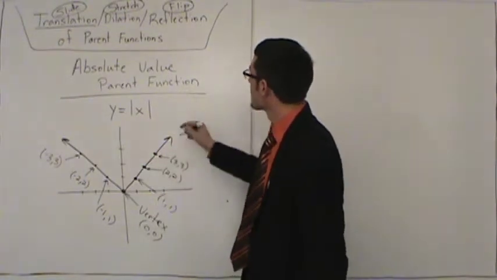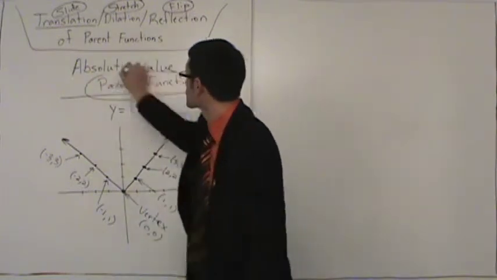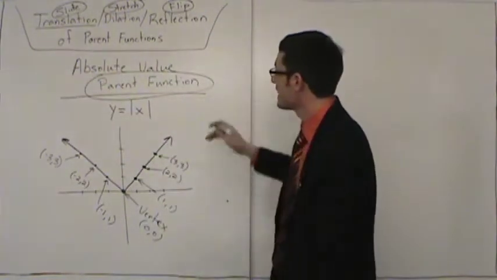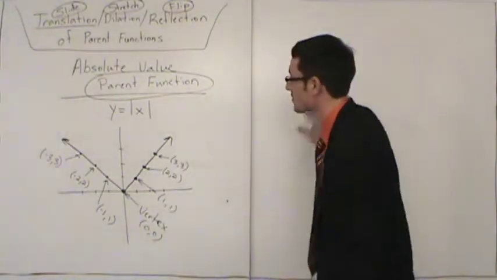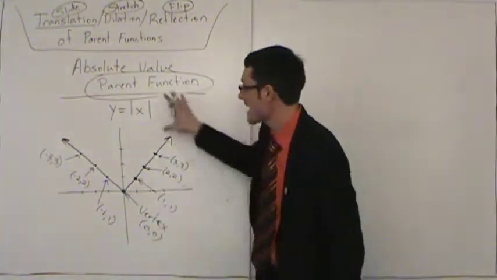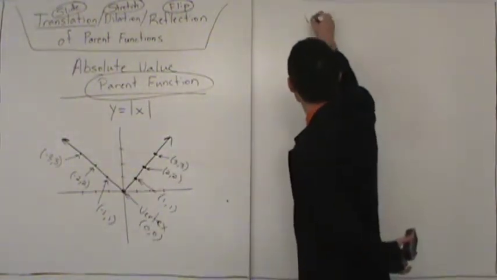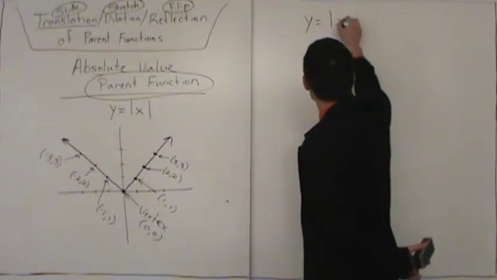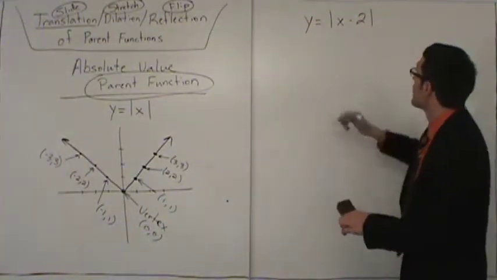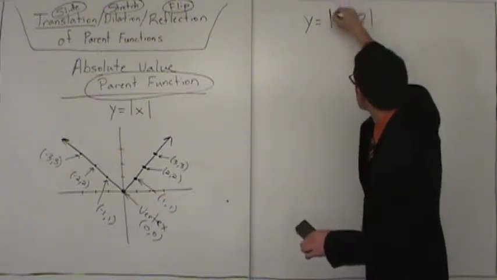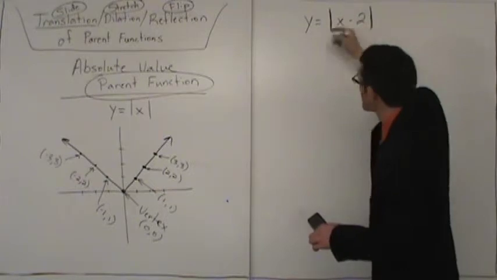Now, again, this is the absolute value parent function, and we're looking at the members of the absolute value family. All of the functions that we're going to graph are going to have the same shape as the parent. Now, we're going to start with a member of this family. We're going to start with y equals the absolute value of x minus 2. Notice you see the absolute value bars. This is what places this function in the absolute value family.